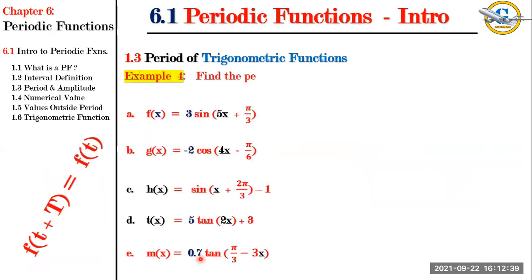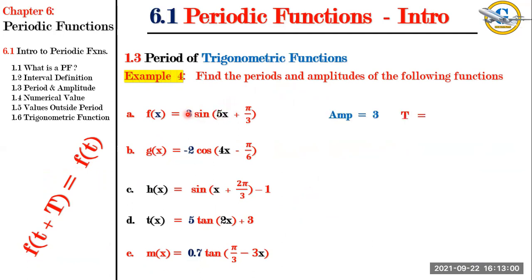So let's take some examples. For these functions given, find the periods and the amplitudes. For the first one, the period is going to be given by 2 pi divided by 5, which is the coefficient of x. And the amplitude of this sine function is 3. Then the second one is a cosine function, the same formula. The amplitude is 2, forget about the negative sign. And the period is 2 pi divided by the coefficient of x, which is 4, so 2 pi on 4, that's pi on 2. The shift for the first one is pi on 3, while the shift for the second function is pi on 6. These are called the horizontal shifts.